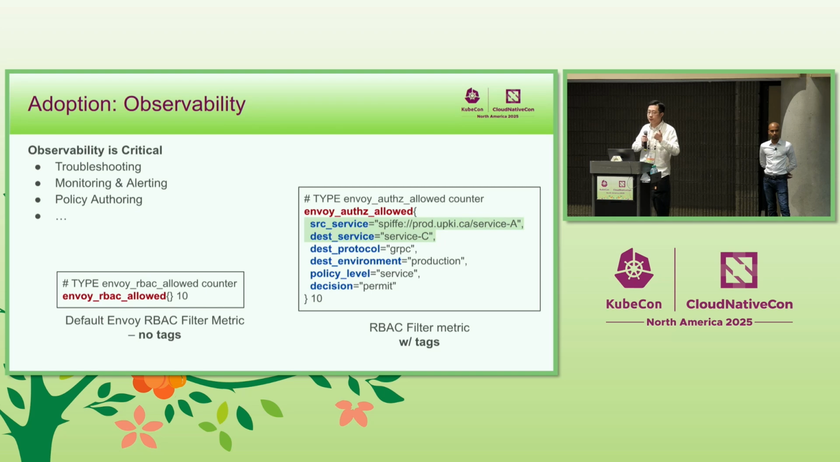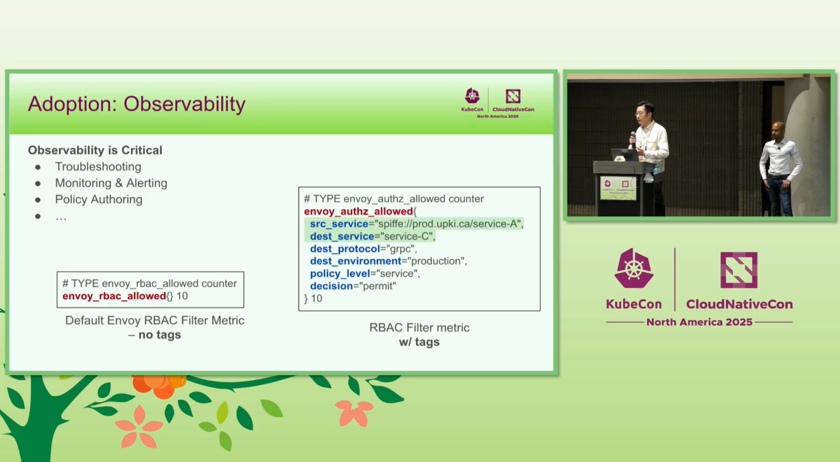It emits the metric to tell you if the connection is allowed or denied. So we enhanced the RBAC filter to also emit the tags with the dynamic caller and the callee together with some other useful information that will be used to support our monitoring, policy authoring, alerting and other stuff. As you can see in the diagram comparison, on the right side, we have all the tags emitted, like service A is calling service C.